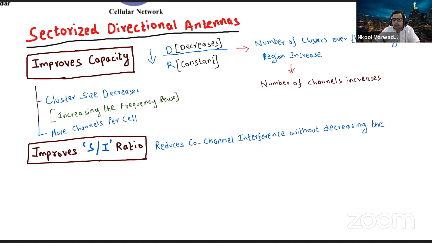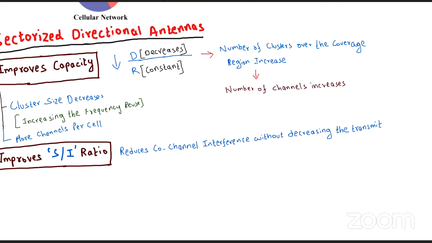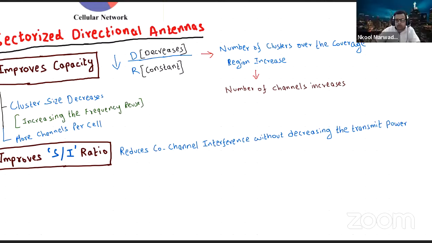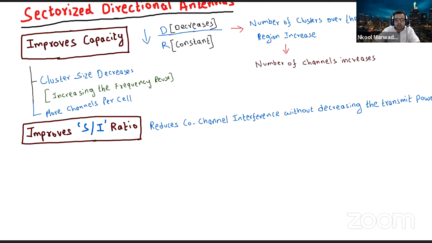Because when we decrease the transmit power, ultimately the regions far away from the base station will get weak signals, and hence the quality will be compromised. But here it is not happening like that.